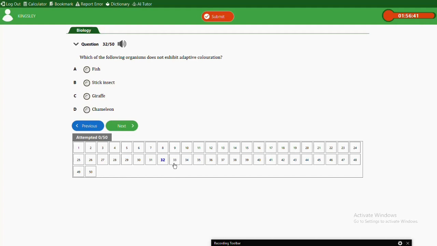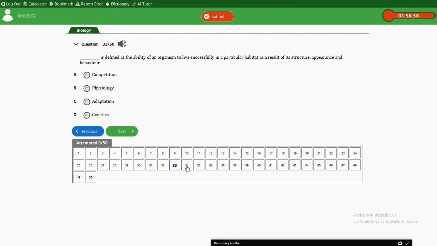Question 32 says, which of the following organisms does not exhibit adaptive coloration? A is fish, B is stick insect, C is giraffe, and D is chameleon. So the correct answer to this question is option C, giraffe. Giraffe does not exhibit adaptive coloration.